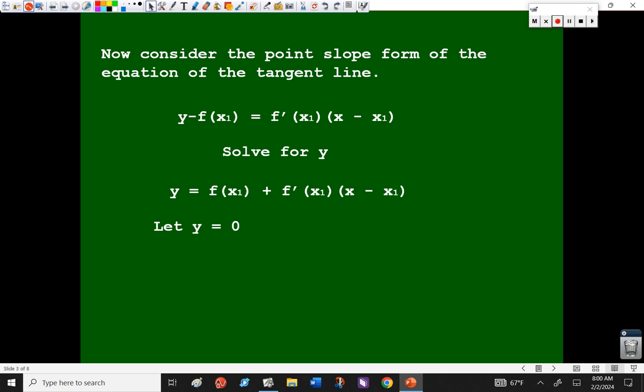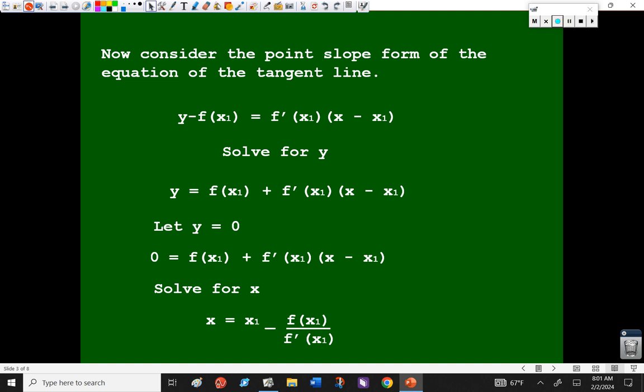We're going to let y equal 0. And why are we letting y equal 0? Well, we let y equal 0 because this is the x-intercept of the function. Now, ladies and gentlemen, what we're going to do here is we're going to solve for x. So to solve for x here, simply subtract f of x sub 1 from both sides. We're going to divide by the derivative of f of x sub 1. And last but not least, we're going to add x sub 1 to both sides.